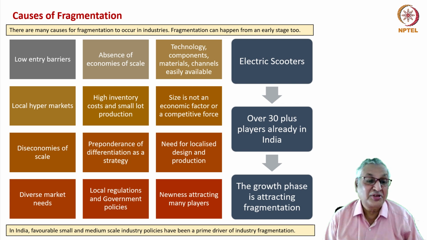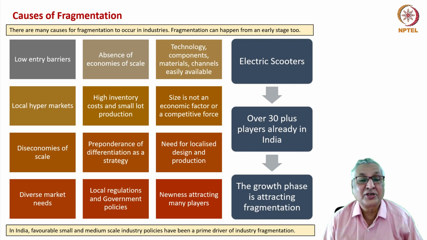When there are diseconomies of scale, again, the fragmentation happens. Preponderance of differentiation as a strategy. That is, everybody tries to differentiate oneself through one feature differentiation as an example. And the more features a product has, and the more differentiation the players do, the proliferation of players in the industry increases. Therefore, pursuit of differentiation as a strategy by multiple players could lead to fragmentation in an industry.